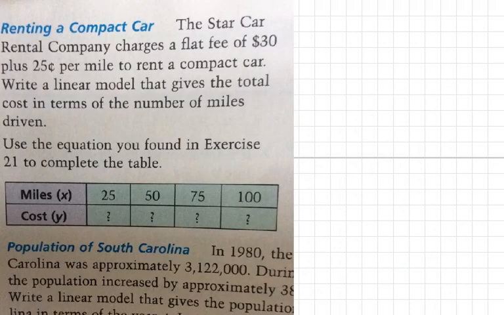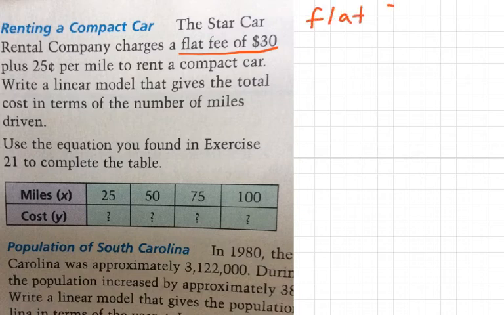Okay, so this first example is renting a compact car, and this is one of 2 really common scenarios that you will see linear equations for. So it says the Star Car Rental Company charges a flat fee of $30 plus 25 cents per mile to rent a compact car. Write a linear model that gives the total cost in terms of the number of miles driven. Okay, so let's start with listing our givens, like kind of getting our head around what this problem is saying. So it says here that there is a flat fee.